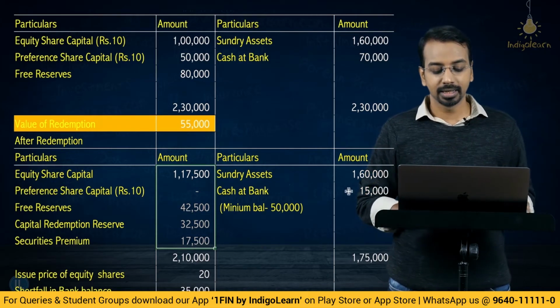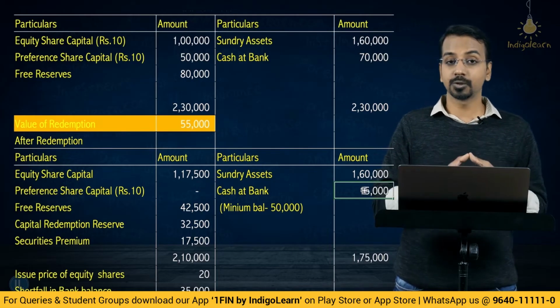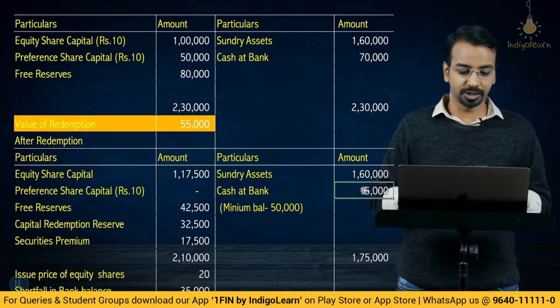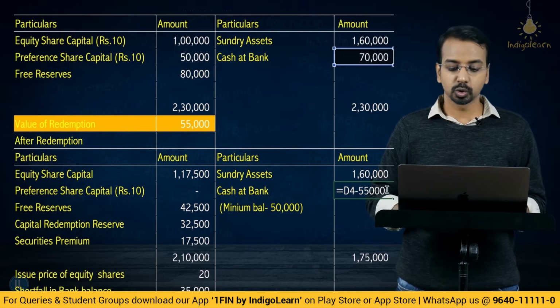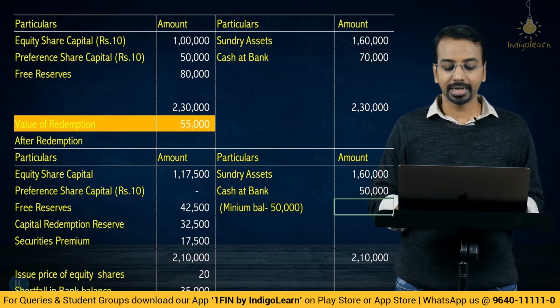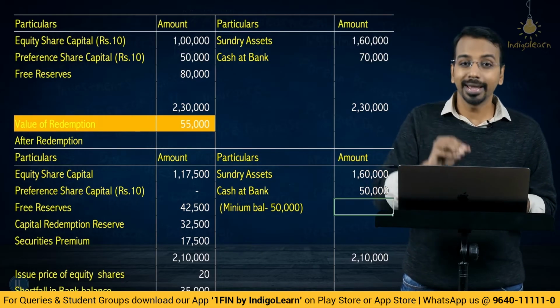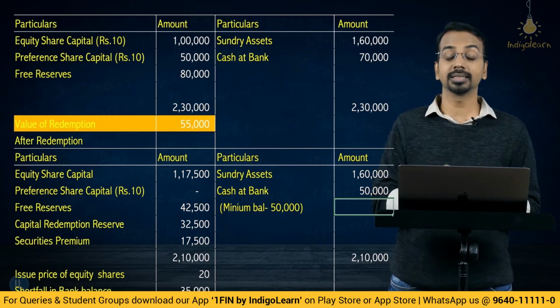Come to the asset side. We have got 35,000 from the fresh issue of equity shares. We will add to this. So it is 70 minus 55,000. You will add 35,000 from the fresh issue. You get 50,000. Right.